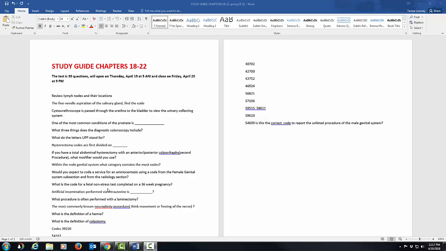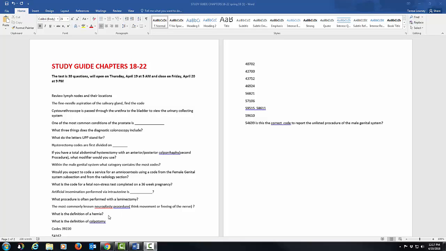What code is used for a fetal non-stress test completed on a 36-week pregnancy? Artificial insemination being performed via the intrauterine method is called what? What procedure is often performed with a laminectomy? The most common known neuroplasty procedure, this is a red line. It wants to correct it to neuroplastic, but the book calls it neuroplasty procedure. So think movement or freeing of the nerves. What's the most common known procedure?